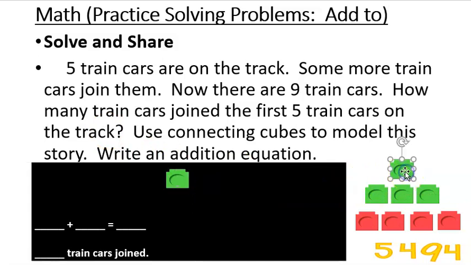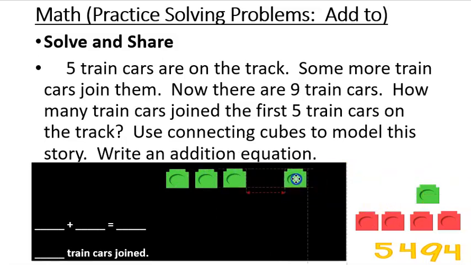1, 2, 3, 4, 5. Now look at that, boys and girls. Our first sentence is already right here now, okay? We're going to do this step by step. Now, boys and girls, how many are here? Let's count again. 1, 2, 3, 4, 5.